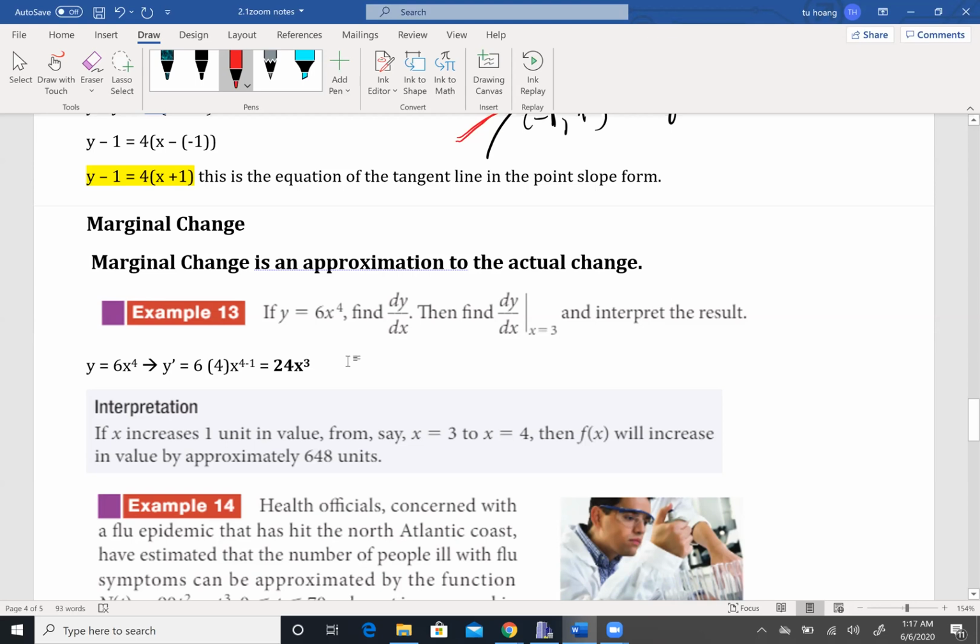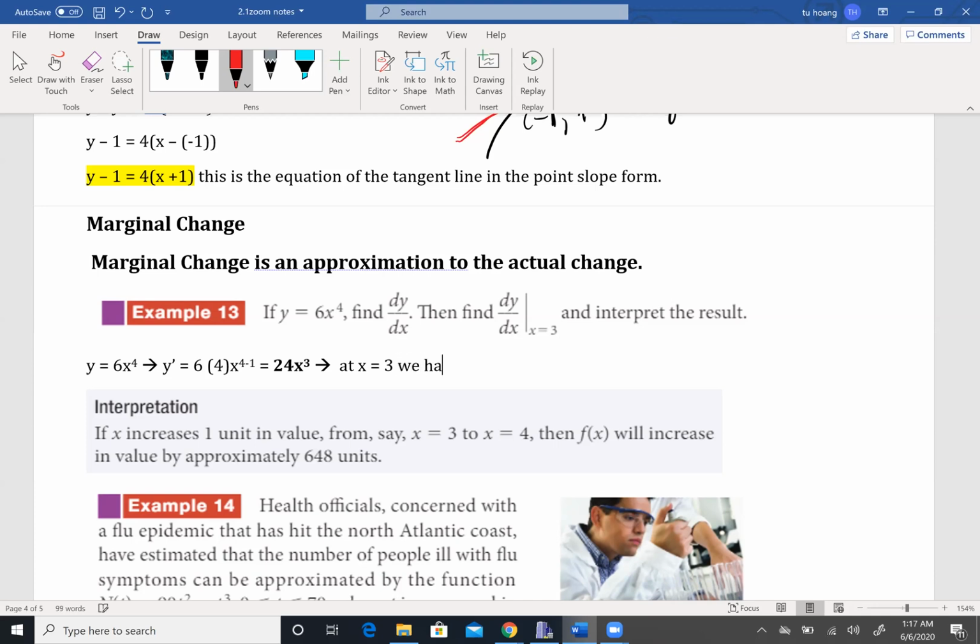Since you have y prime already, they want you to find dy/dx for x equal to 3. What does that mean? At x equal to 3, they want to find the y prime value.